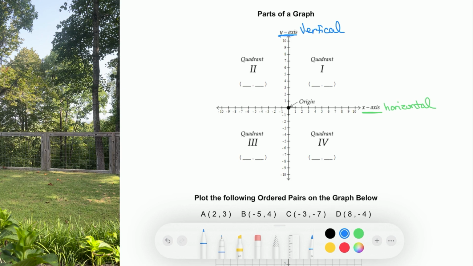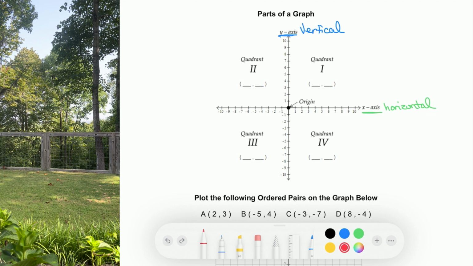Now we're going to look and notice that we have what's called 4 quadrants. These quadrants move counterclockwise in this direction, okay? So we have quadrant 1, then we move to the left, we have quadrant 2, we move down, we have quadrant 3, we move to the right, we have quadrant 4. Let's label what the coordinates would look like in each of those quadrants.